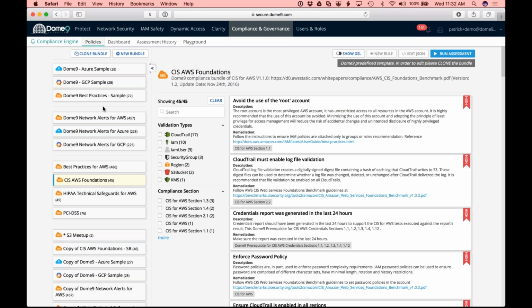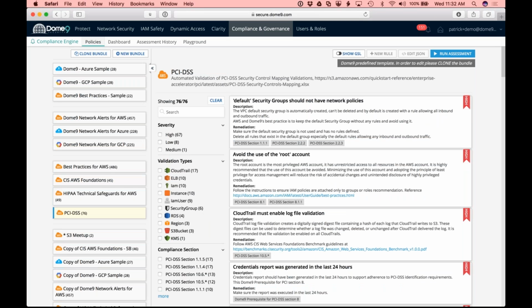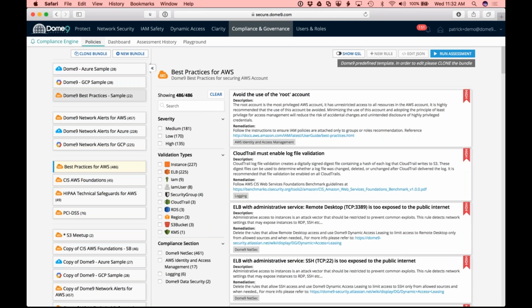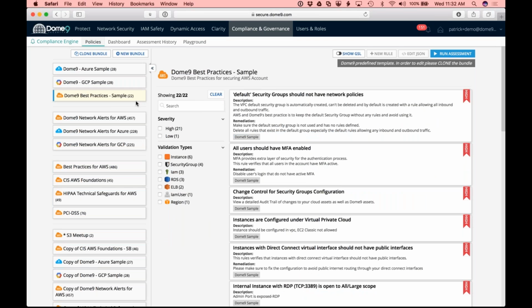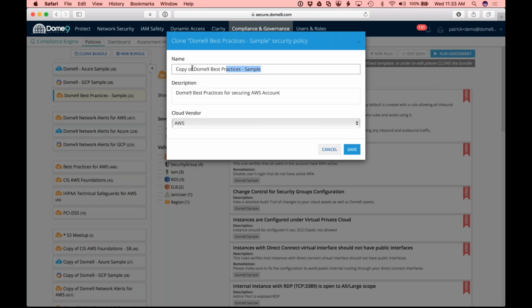So with Dome9, it's a little bit of the best of both worlds. I can take a bundle, for example, and I can clone that into something that I can then further edit. So let's take something a little bit smaller and manageable. If I take a best practice bundle and it's got 22 different measurements here, I can clone that into a copy of this one that I can edit. So I can take what we have off the shelf and clone this, and we'll just call this Patrick Webinar Bundle.